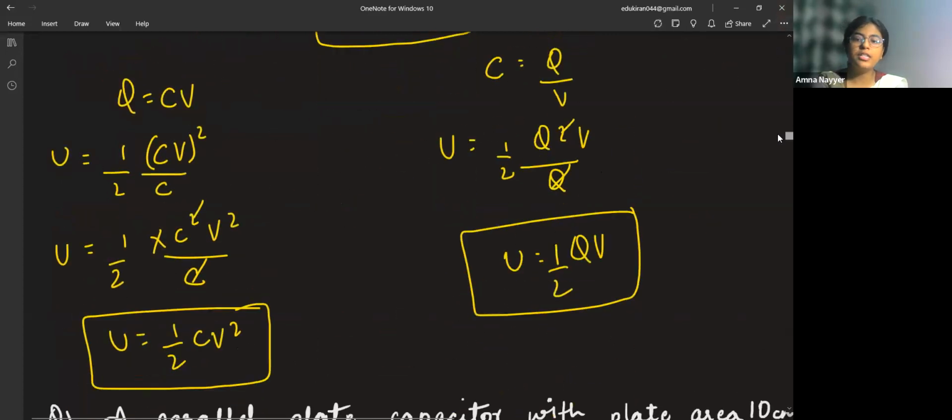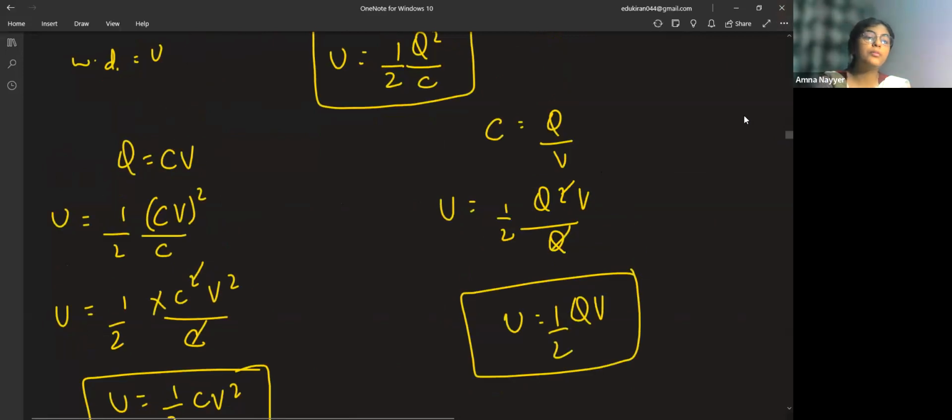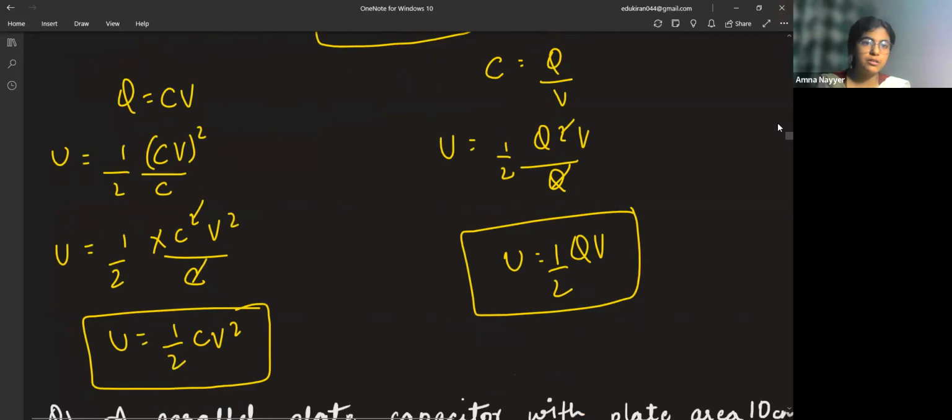If in your question you are asked to calculate potential energy where charge and capacitance are given, you use the formula half Q square by C. If capacitance and potential are mentioned, use the formula half CV square. If charge and potential are mentioned, use the formula half QV.